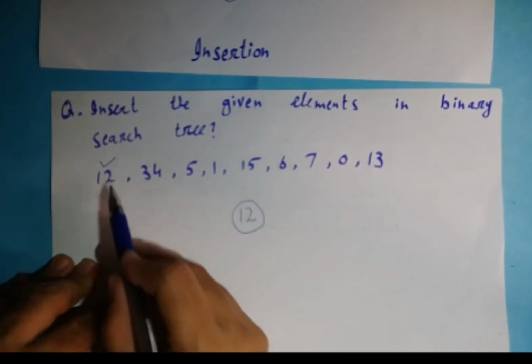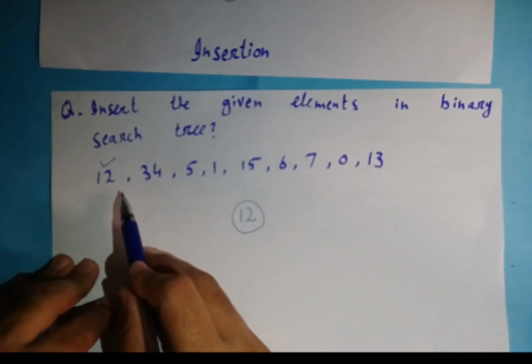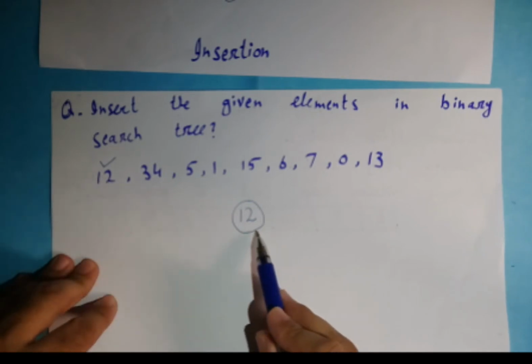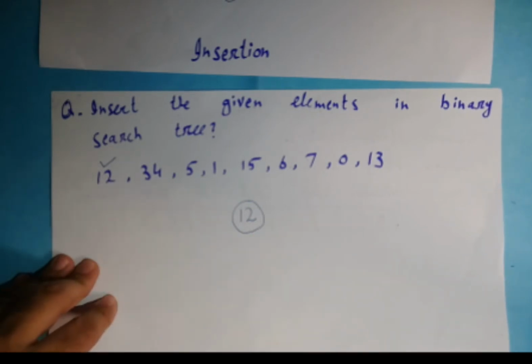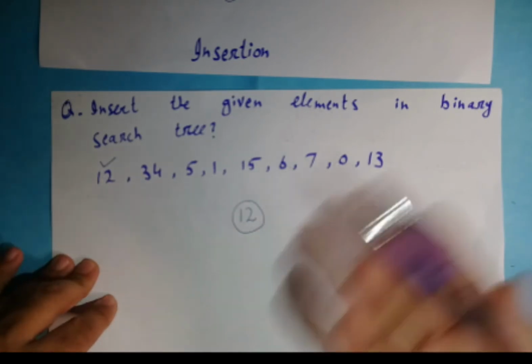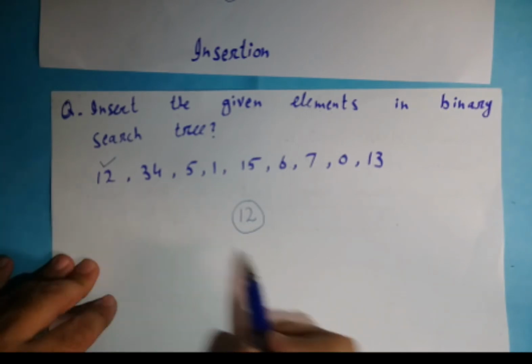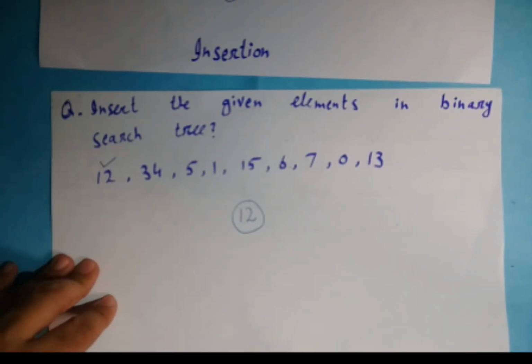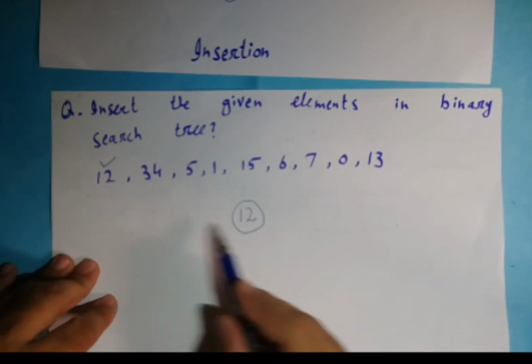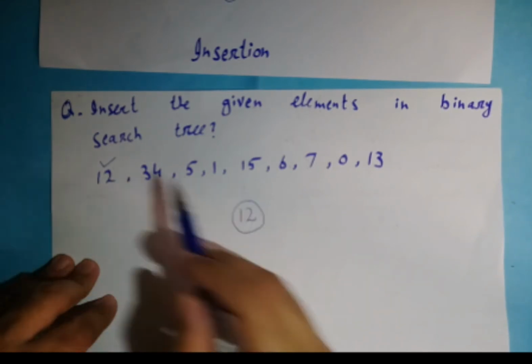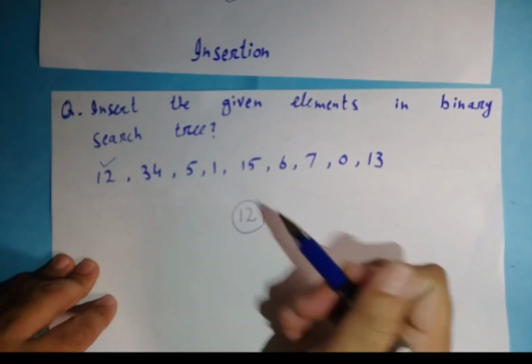Every time, the first element is going to be your root node, whenever you get an array or elements which you have to put in your binary tree or insert, or you have to make a binary tree. So every time the first element you have to make as a root node. So 12 I wrote down over here, and after that I will go back to the elements.